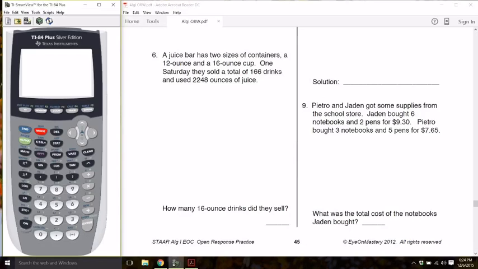So I'm going to start with writing an equation for the number of drinks that they sold. I'm going to say that our 12-ounce cup, I'm going to call that X, and my 16-ounce cup, I'm going to call Y. So I know that X plus Y equals 166. On that day, the two added together to equal 166. And then I want to write an equation for the number of ounces. So my 12-ounce cup is 12x plus my 16-ounce cup is 16y, and they told me that they sold a total of 2,248 ounces.